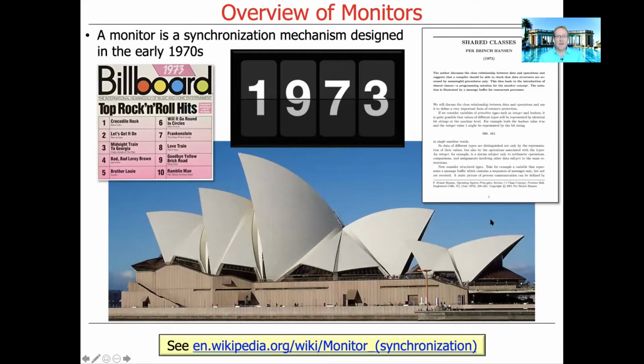So what is a monitor? Well, a monitor is a synchronization mechanism that was designed back in the early 70s. If you take a look at the link at the bottom of the page, you'll see one of the first papers by a guy named Per Brinch Hansen, who talked about the concept of monitors and how it could be used in order to implement a synchronization mechanism. Here are a couple other things from that time frame. The Sydney Opera House was built, and the Elton John song Crocodile Rock was #1 on the Billboard charts, which is pretty funny.